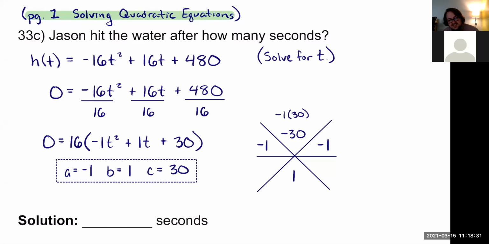6 times 5. 6 times 5, okay. Now I need a negative, so you're saying negative 6? You sure? I think the 5 needs to be negative, because 6 plus a negative 5 would give you that positive 1 we're looking for on the bottom. Now, do either of these simplify? No.